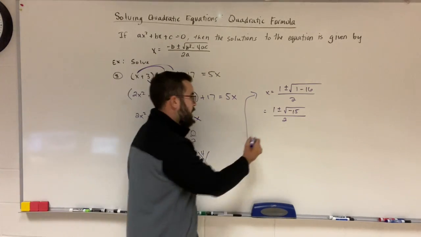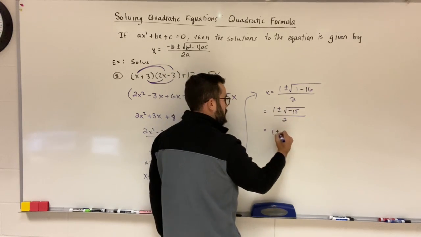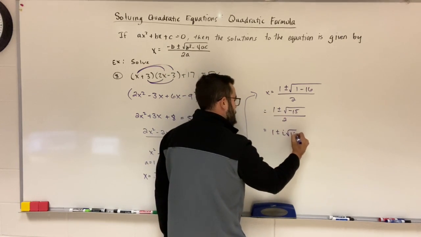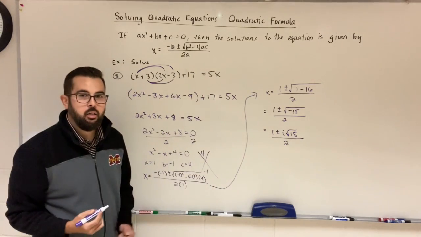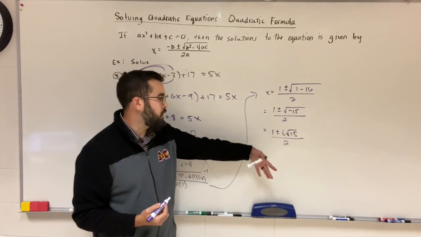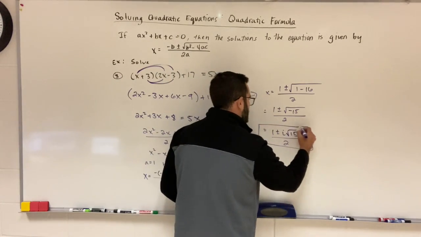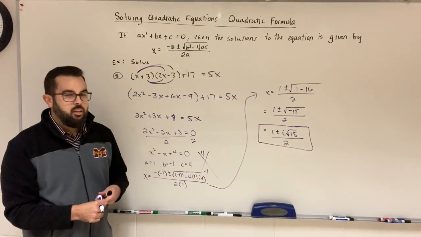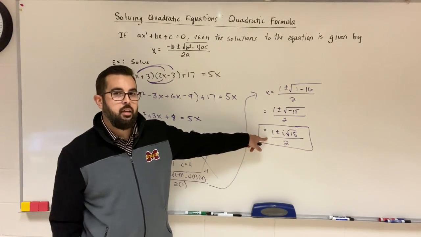To simplify that, I have to take out an i because of the negative underneath the square root. The square root of 15 can't be simplified anymore. There are no common factors up top, so this is as simplified as it gets. These are my solutions. We call these complex solutions, solutions that involve i.